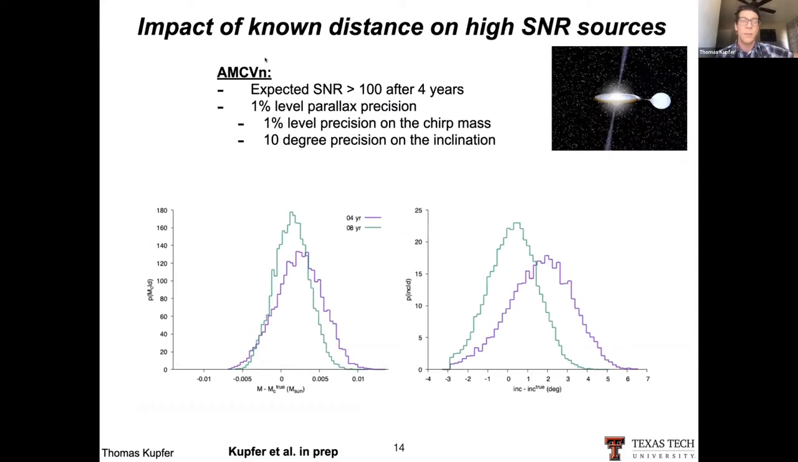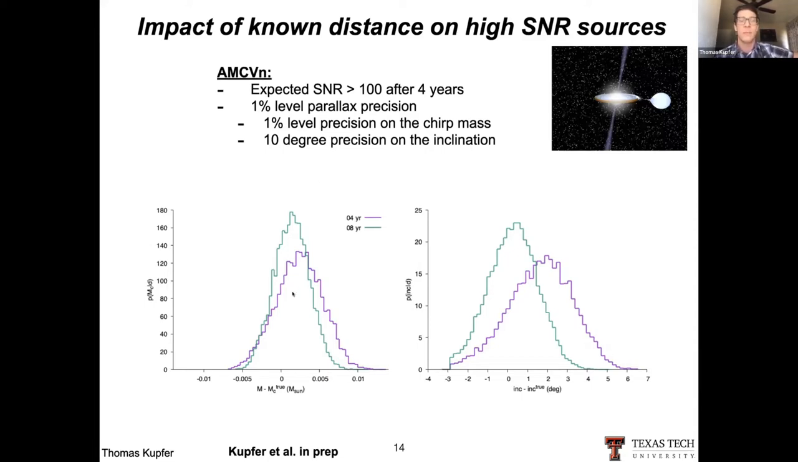And let me say, this is kind of the golden sample. When I saw this, this is really awesome. AMCVN itself has an expected SNR of more than 100 after 4 years. It has a 1% level precision on the parallax, so really precise. This is really the gold standard.